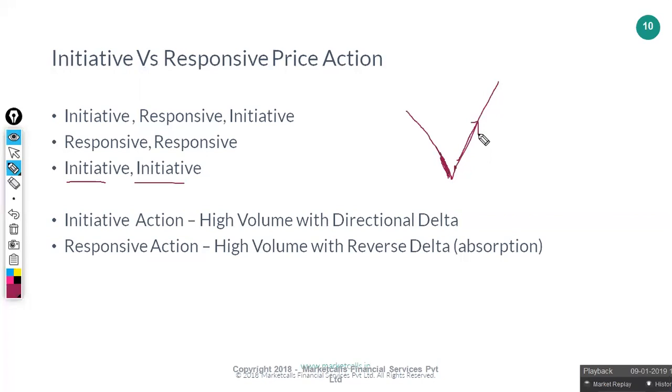The momentum auction reversal, which we've seen in the previous example, is an example of initiative to initiative, where you see initiative sellers followed by initiative buyers pushing the price on the upper side. So momentum auction reversal is one strategy related to this V-shape recovery or initiative to initiative. Initially you find initiative sellers followed by initiative buyers taking a counteraction over there.